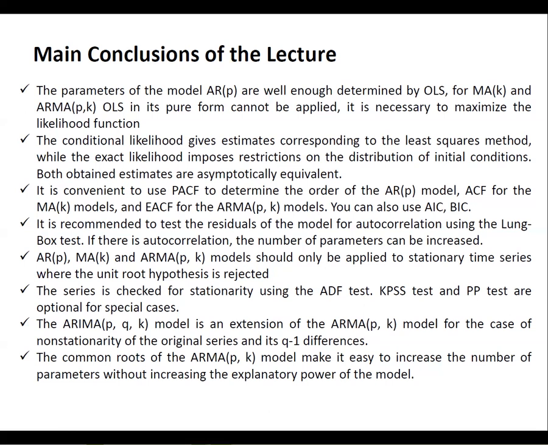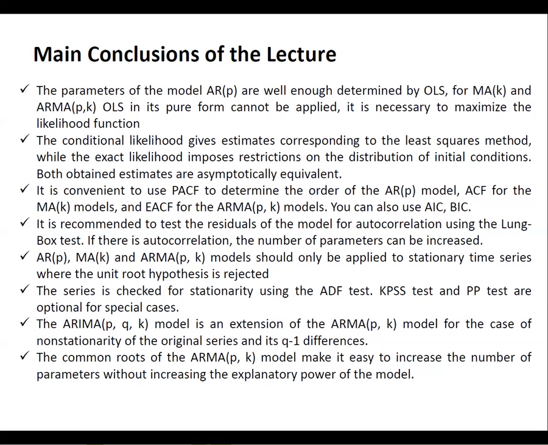Next, the partial autocorrelation function, PACF, is used to determine the order of the AR model. To determine the order of the moving average model, we use the autocorrelation function, ACF. To determine the order of the ARMA model, I recommend using EACF. AIC and BIC can also be used. It's up to you.